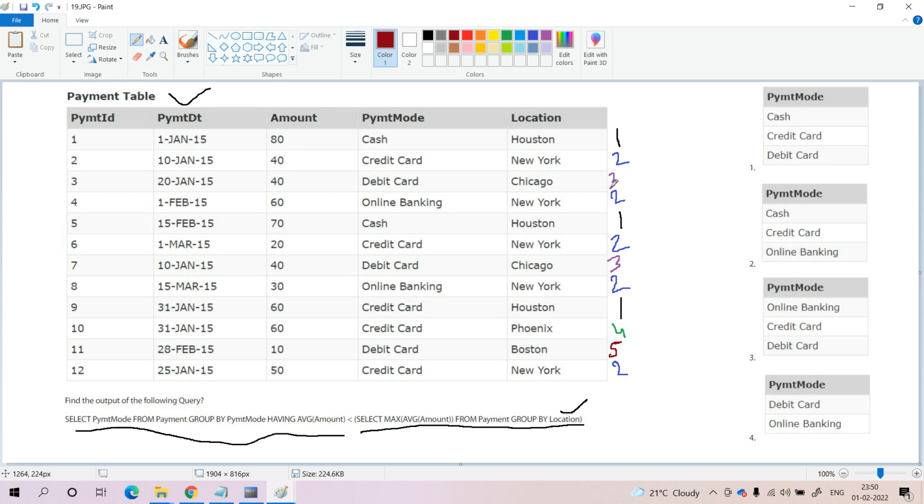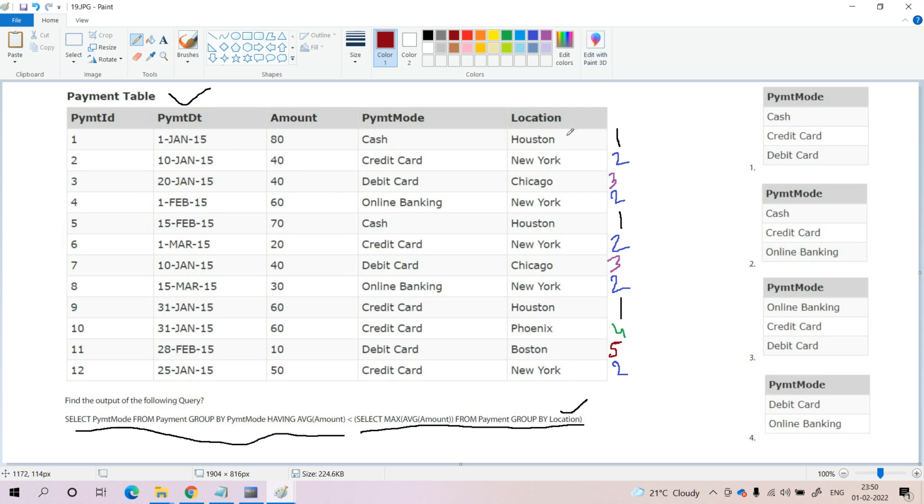And as per Chicago, we are getting 1, 2 records. 2 records come under the Chicago group. The next one, Phoenix, is the only one record, which comes under the fourth group. Boston is the other record, which comes under the fifth group. Now what do we have to do? For each and every group, we need to calculate the average of the given amounts.